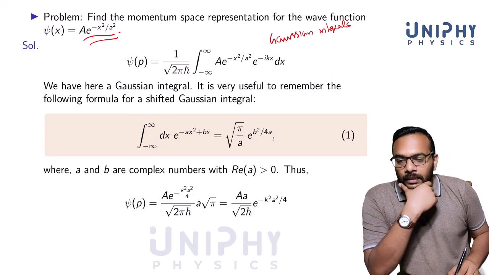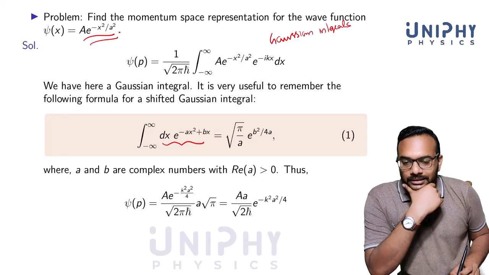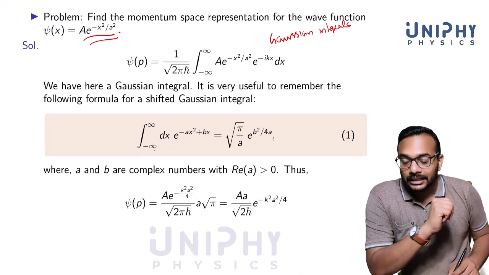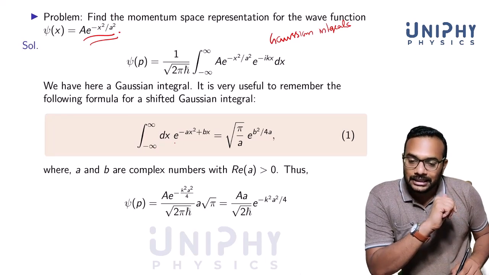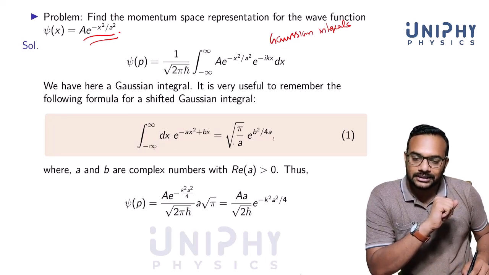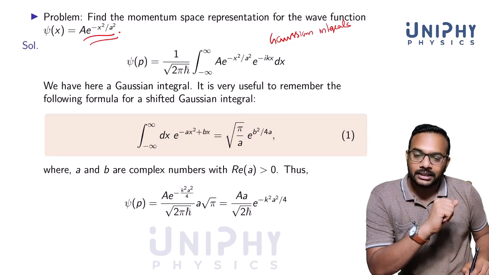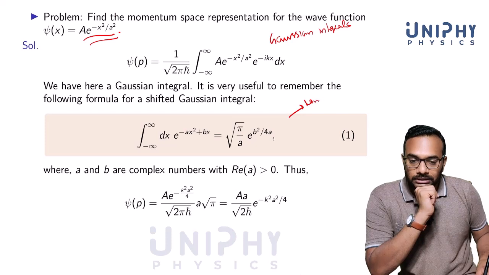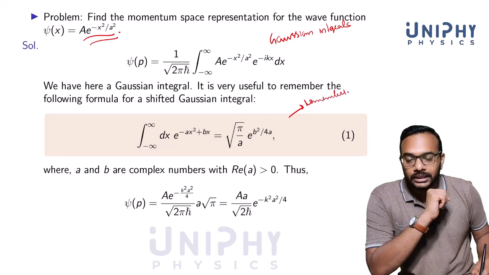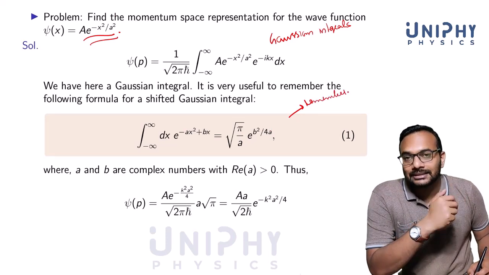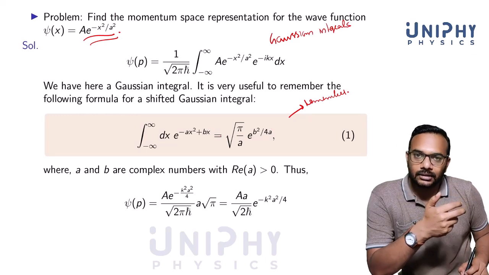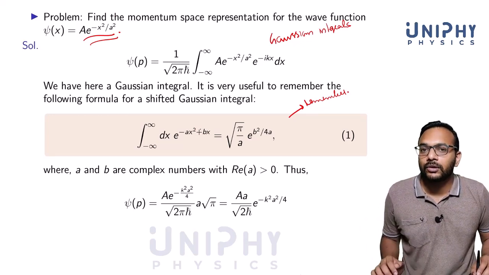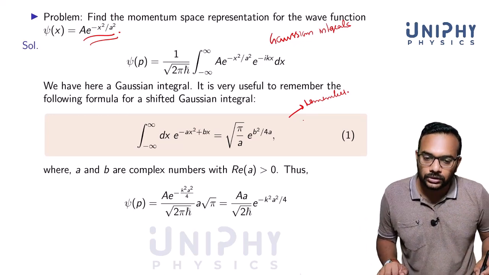So we can have this general result. It pays to remember this particular result. Integration from minus infinity to infinity dx e raised to minus ax square plus bx equals square root of pi by a e raised to b square divided by 4a. It's a good thing to remember this. The nice thing about this result is that it is very general. You might have proven it for real numbers a and b, but this works also for complex numbers.